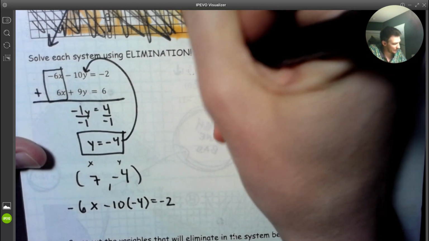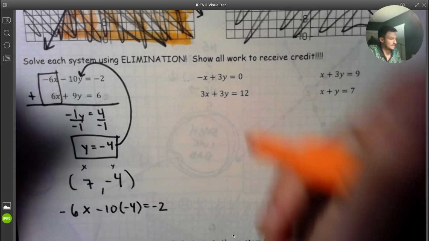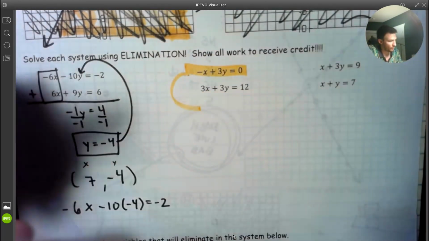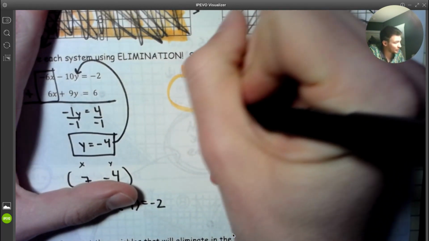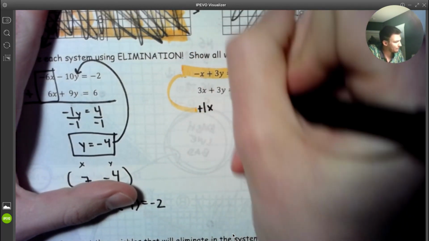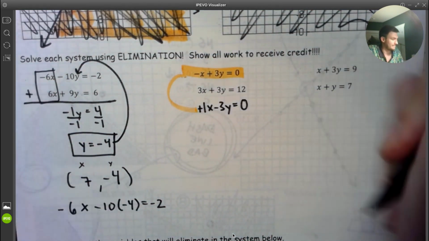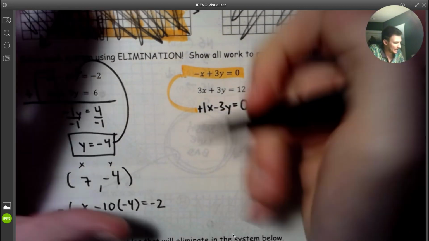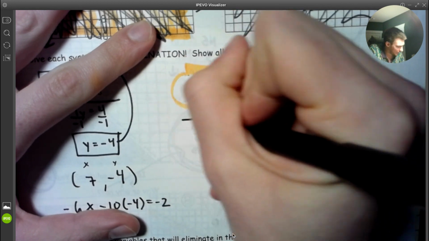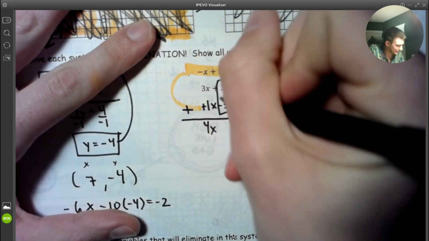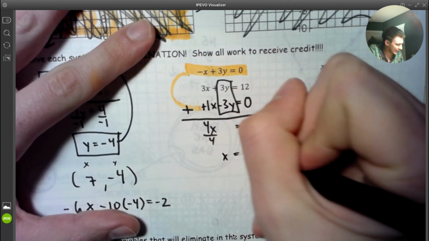Now, when I do this one, negative 1 plus 3 is 2. 3 plus 3 is 6. So this is a question that I need to rewrite. That's going to be negative 1 turning into positive 1x. Positive 3y turning into negative 3y. 0, which is just 0. At this point, those are opposites. We're going to have 4x. That's going to make 0. That's going to make 12. Simple divide. We're going to get x equals 3.